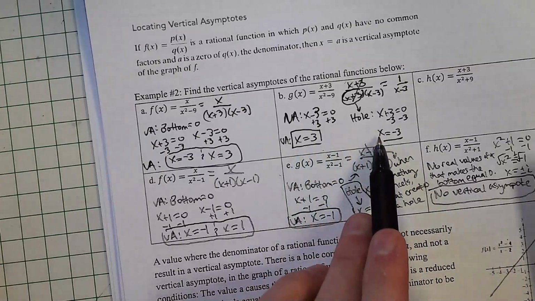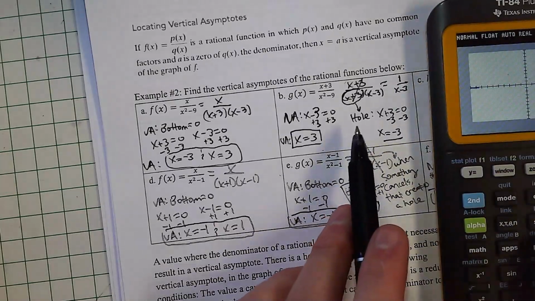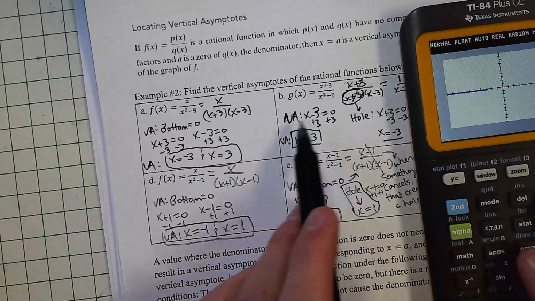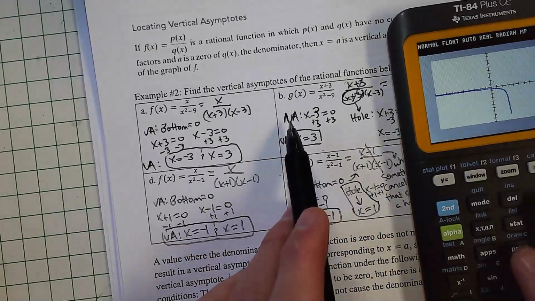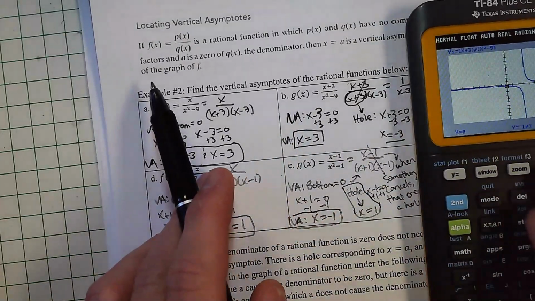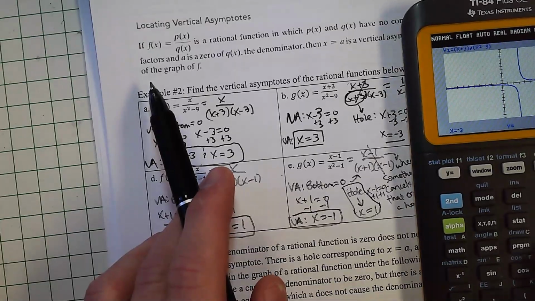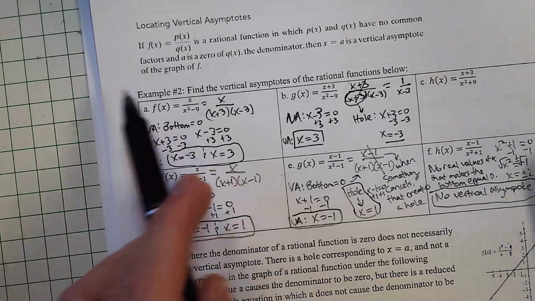This is the answer, but that will create a hole in the graph, which you will not be able to see from this view. You probably wouldn't be able to see it if you did it in Desmos. So you see there's only one vertical asymptote. But if I press trace and type in -3, I'm not going to have a value there. It's a hole.